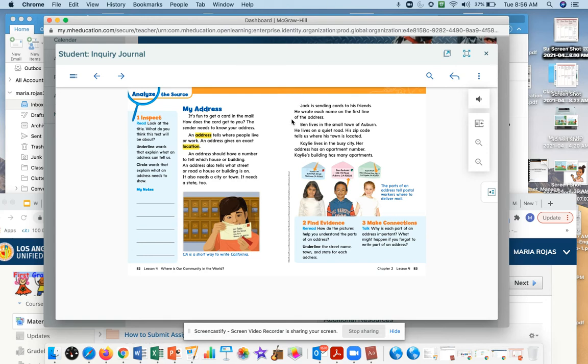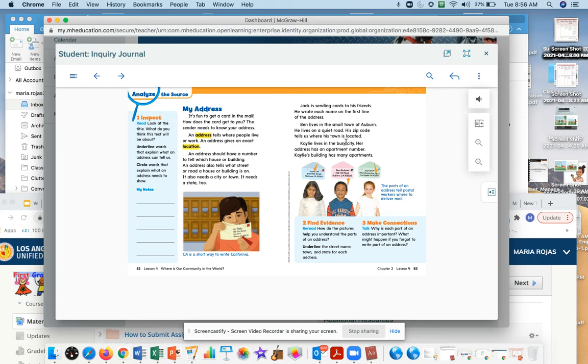Jack is sending a card to his friends. He wrote each name on the first line of the address. So in the beginning, he wrote the first name. Ben lives in the small town of Auburn. He lives on a quiet road. His zip code tells us where his town is located. Kylie lives in a busy city. Her address has an apartment number. Kylie's building has many apartments.